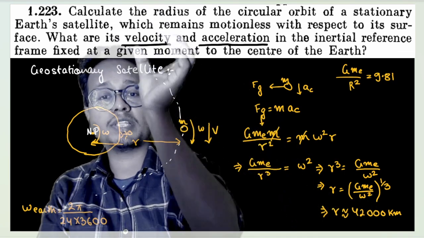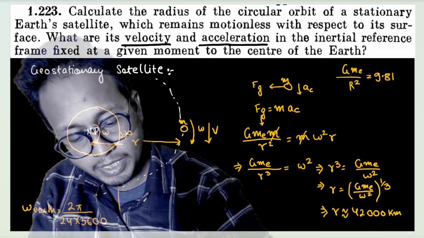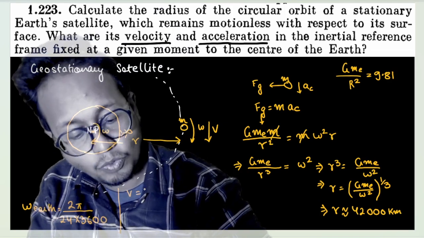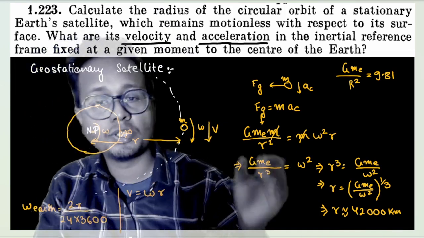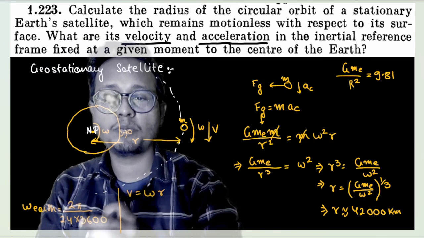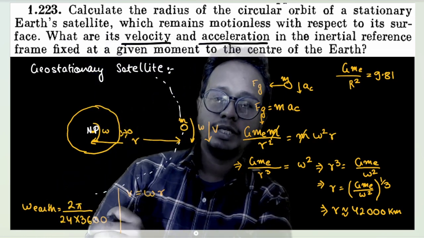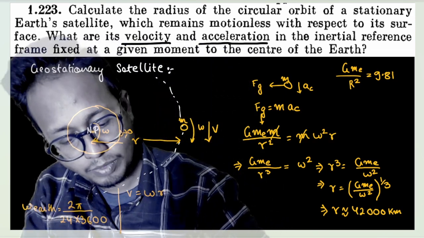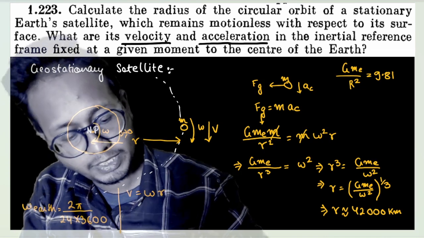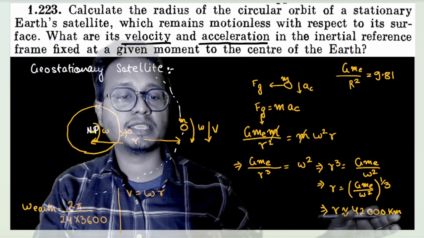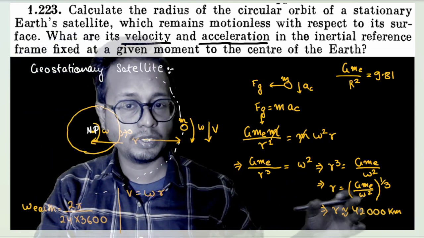In this question, you have to find the velocity. So V is equal to omega into R. You already know the value of omega. Omega is 2 pi divided by 24 into 3600, isn't it? So V is equal to omega into R, where R is 42,000 kilometers. You have to convert that into meters.